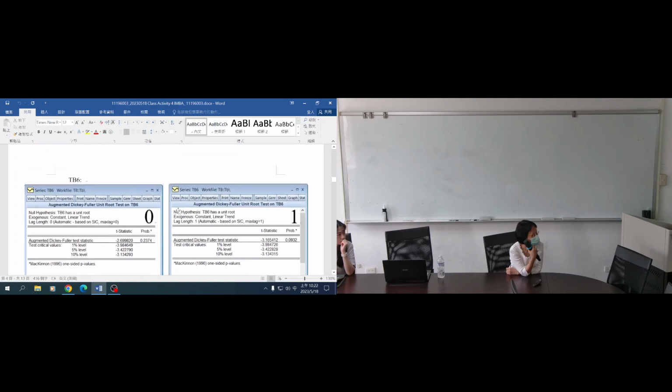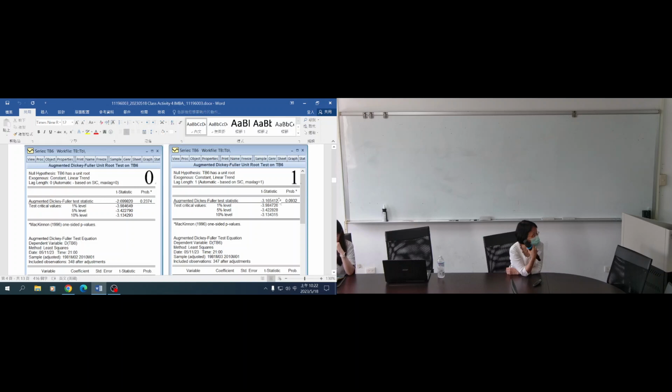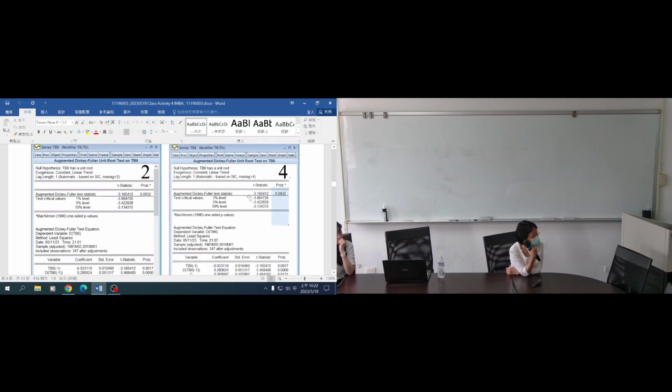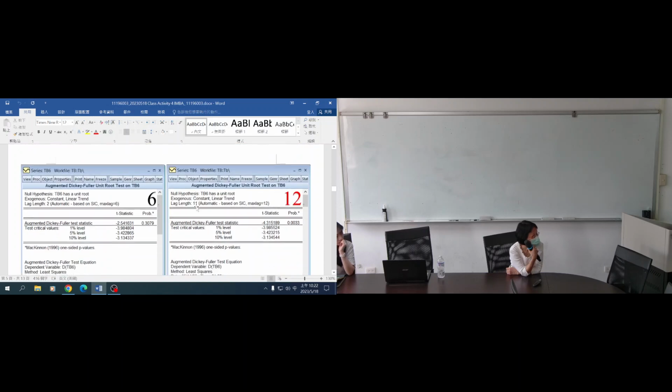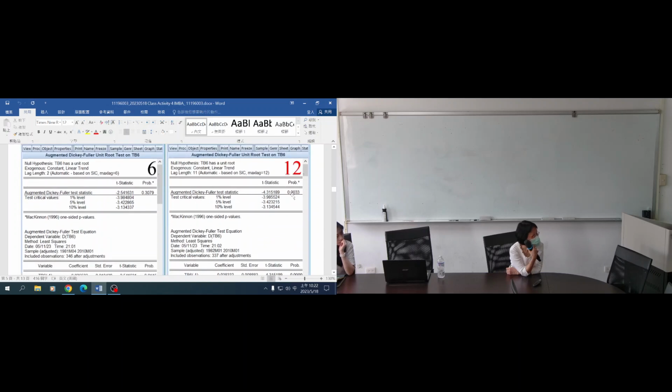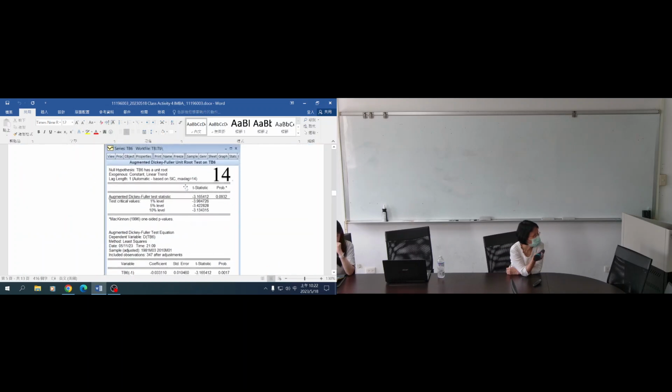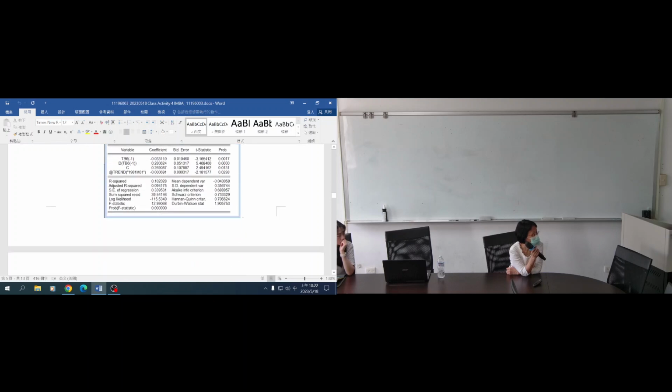And for TB6, it didn't pass for the first two, and didn't pass for these two. But these two passed the 10% test. And the last one here, 12, passed. Only this one passed the test. The rest didn't. The reason I showed 14 here is because I realized after 14 lags, like 15, 16, 17, the p-value is all this one. So that's why I posted this.